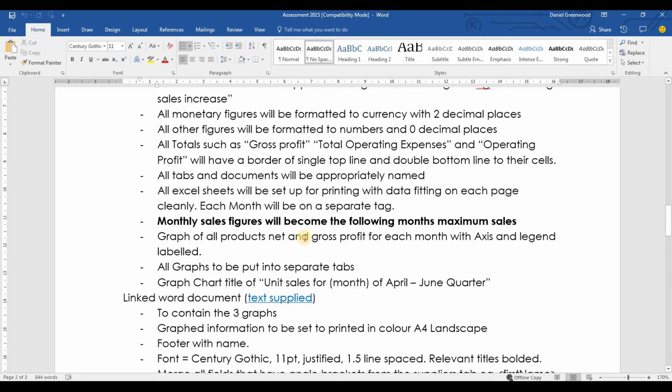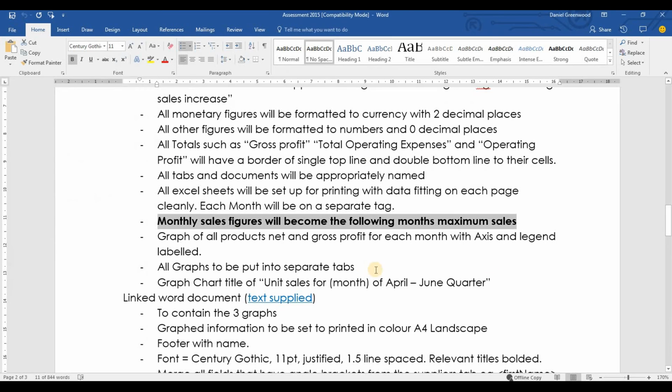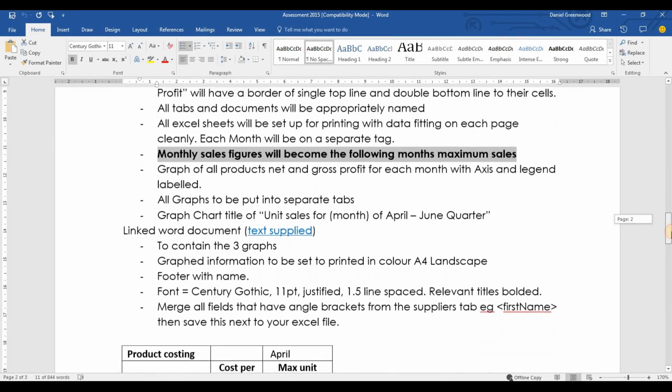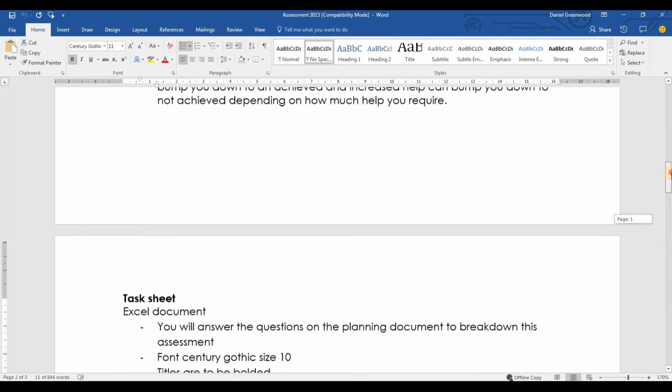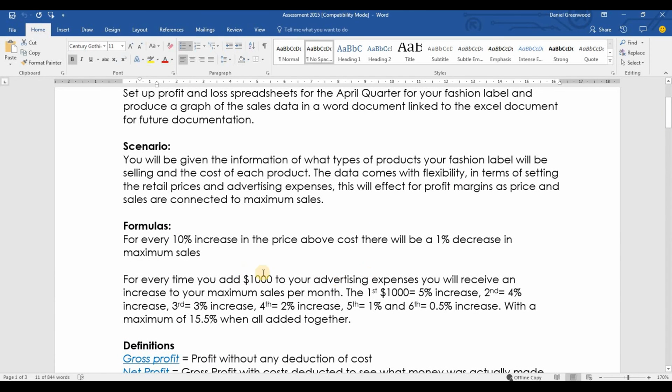Okay, so we want it set up for printing, but I might be adding some new things. Right, a quarter implies that there is a year cut into 4 bits, so that's 12 divided by 4 equals 3. Monthly sales figures will become the following month's sales. So I'm basically saying these sales figures will become next month's max sales. And this is graphing now. And I haven't really finished with whether I've made maximum profit yet. And there's this thing about advertising here.